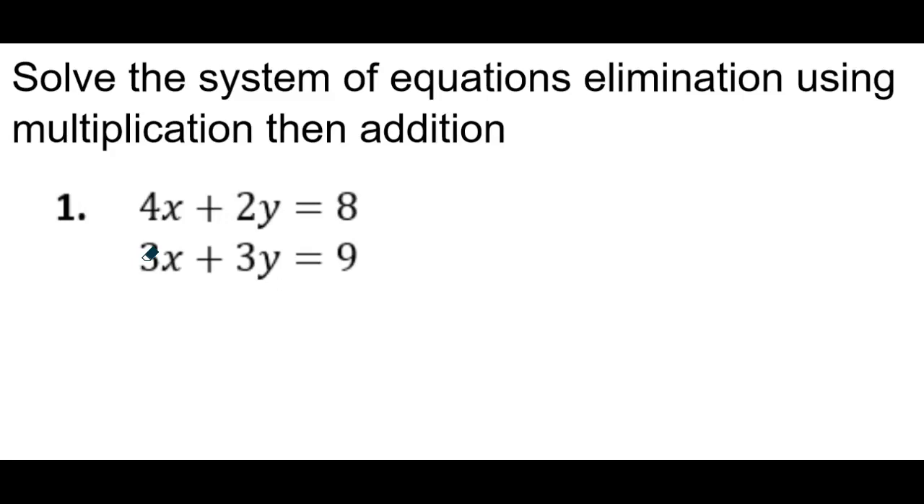So we could get rid of our x's. If we did that, we would multiply this one by 3 and this one by 4, because that would give us 12s. Or you can multiply by -4, that would give you a -12. That would be a good idea. Or we could multiply this one by 3 to make this a 6, and this one by 2 to make that a 6. I think I'm going to do the 4 and the 3.